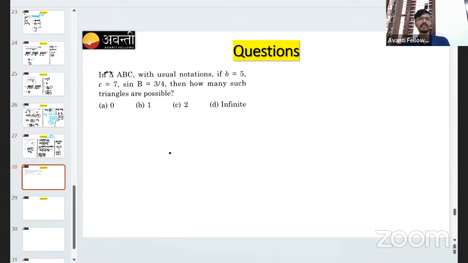It is like a simple question. Okay, done. Let's see what we can do here. How many triangles are possible?